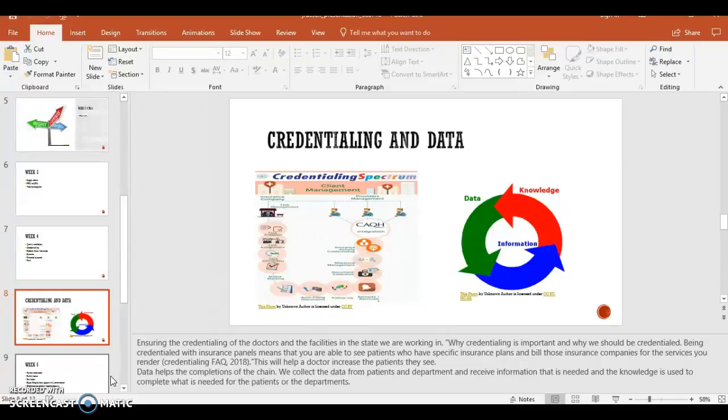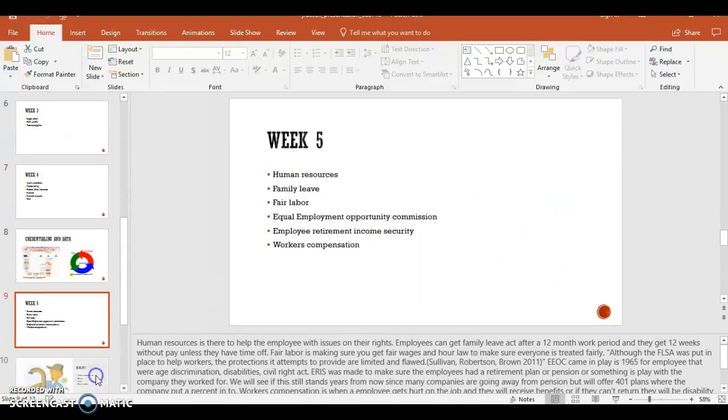Data helps the completion of the chain. We collect the data from patients and departments and receive information that is needed, and the knowledge is used to complete what is needed for the patients or the departments.